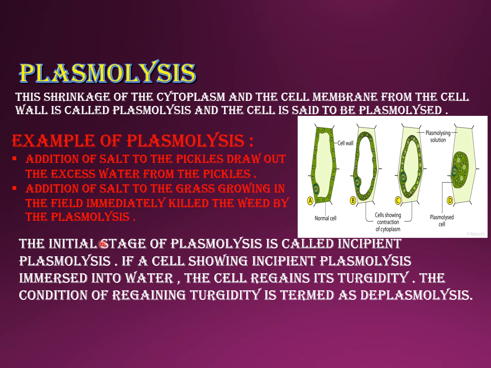Now just the opposite of plasmolysis is deplasmolysis. Same thing, when you place a plasmolyzed cell again in water, in a hypotonic solution, it regains its turgidity. Such a process is called deplasmolysis.